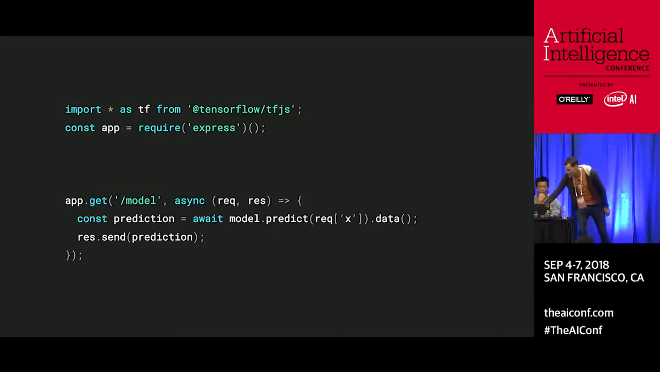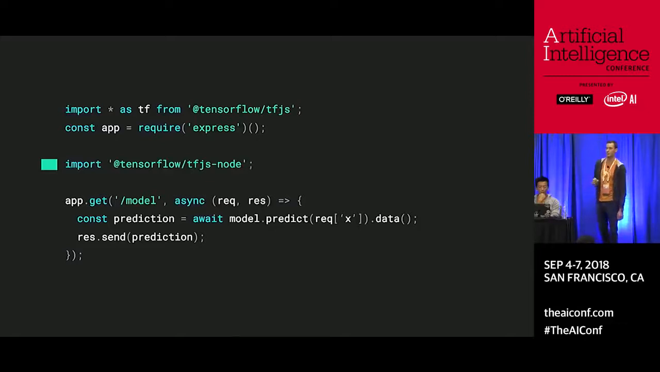Now, to turn on TensorFlow.js with Node, it's one line of code. It's just importing the binding. This is a binding we ship over NPM, and it gives you the high-end power of the TensorFlow C library, all executed under the Node.js runtime.